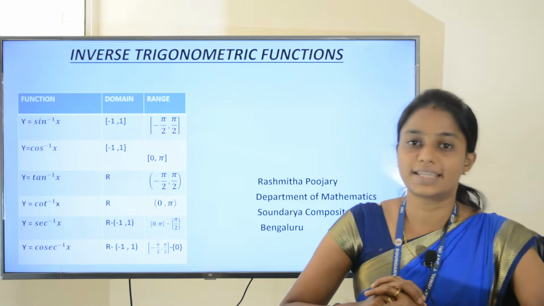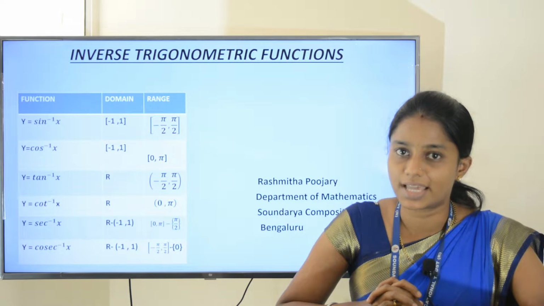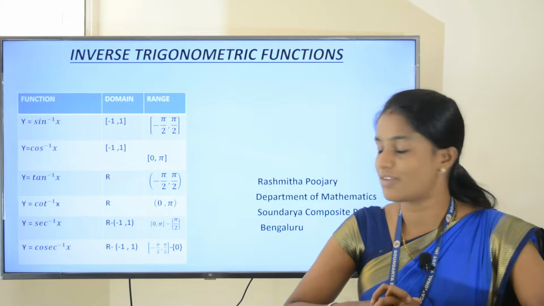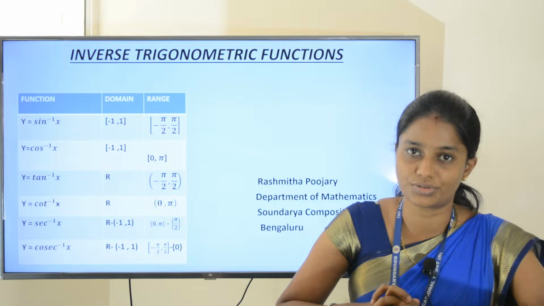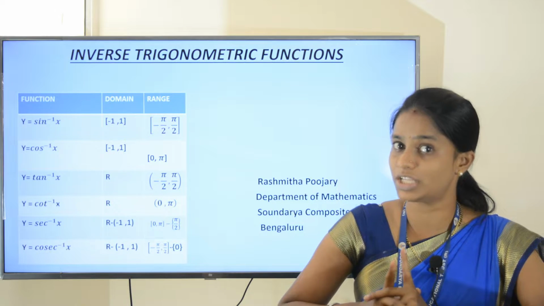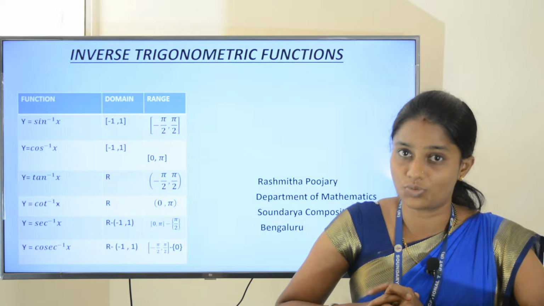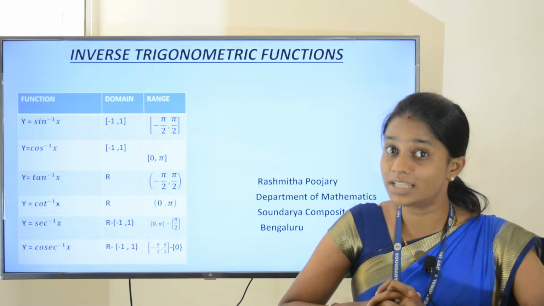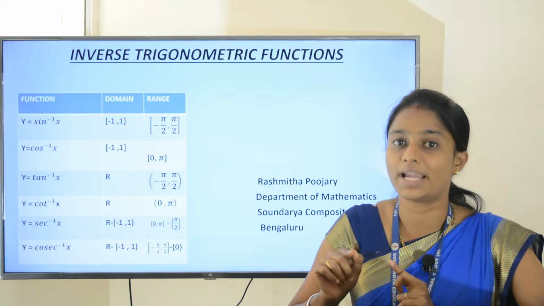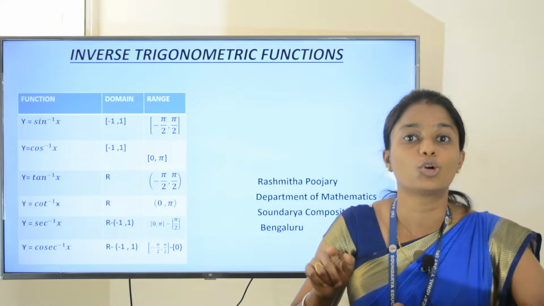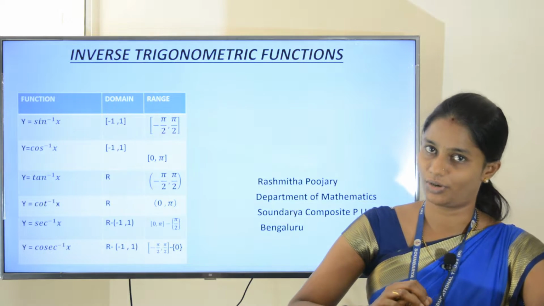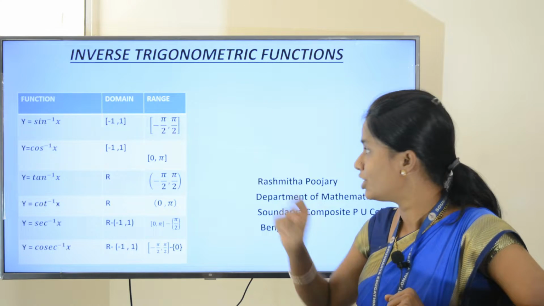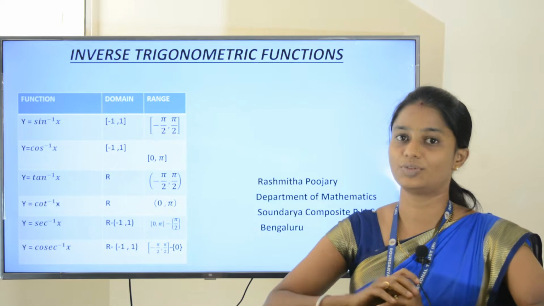Last two, secant inverse x and cosecant inverse x, their domain is R minus open interval -1, 1. We can write this domain in two other methods also. One is R minus open interval -1, 1. Second one is x greater than or equal to 1 or x less than or equal to -1. Another one is -infinity to -1 closed interval union closed interval 1 to plus infinity. So here we have a total of 6 inverse trigonometric functions. Two inverse trigonometric functions will have the same domain.